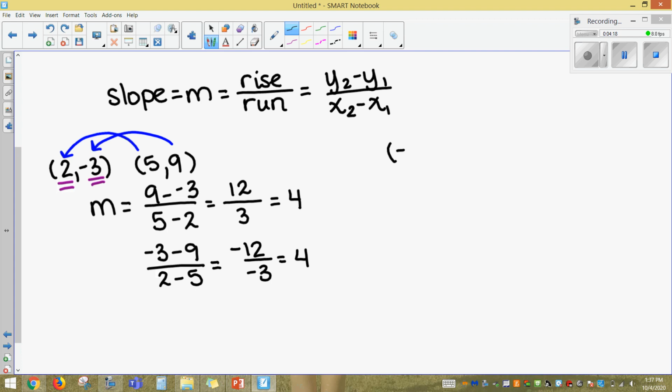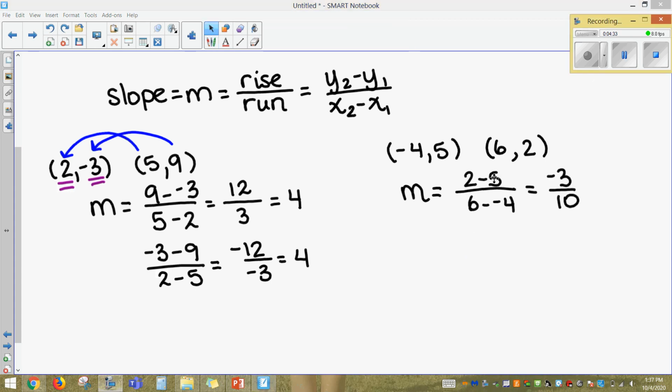So maybe we have -4, 5 for one of the points, and 6, 2 for the other. Go ahead and pause the video if you'd like and find the slope, and when you turn it back on, it will be here. If I took 2 minus 5 on top, that's fine, as long as I take 6 minus -4 on the bottom. -3 over +10 is lowest terms there.